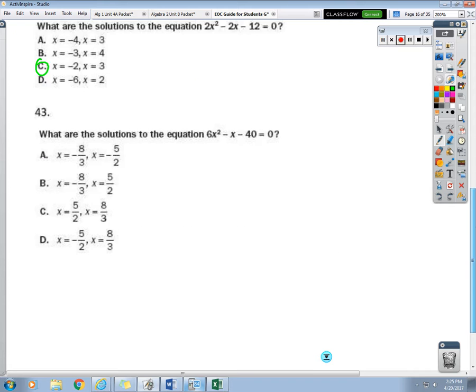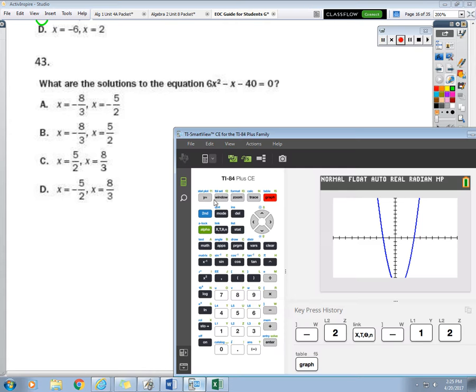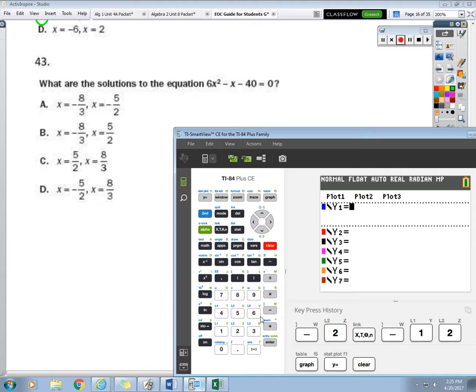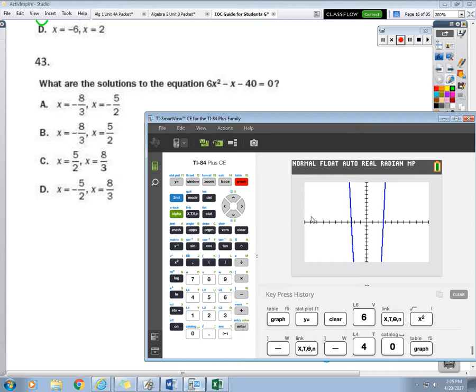Okay, number 43. What are the solutions to this equation? Isn't that the same kind of question as 42? So what should we do? Graph it. Y equals 6x squared minus x minus 40. Okay, it crosses in two places, which makes complete sense because every answer has two solutions.